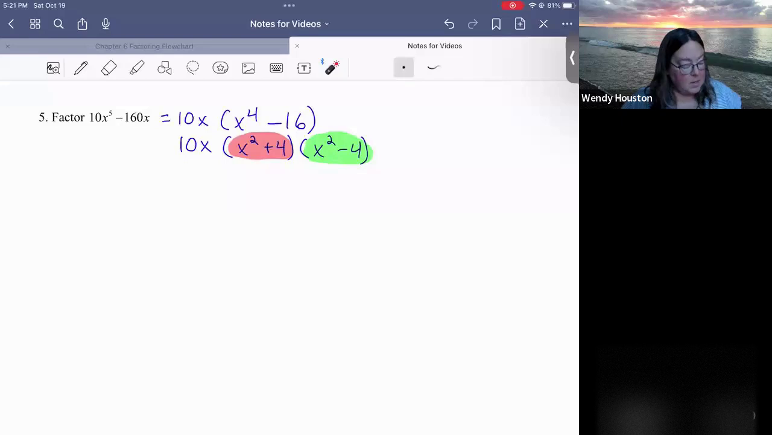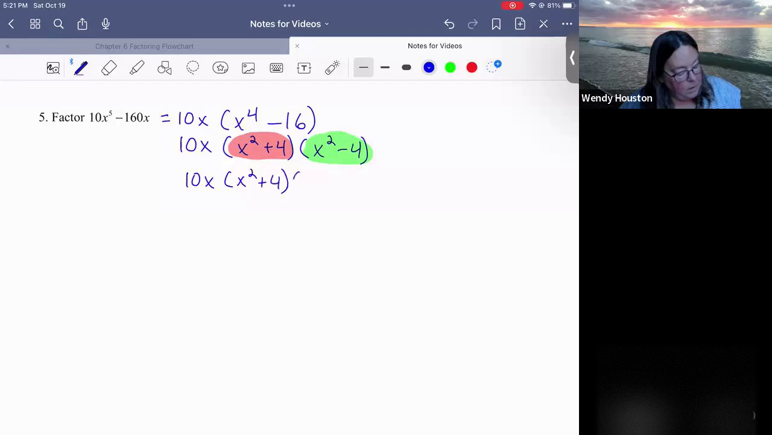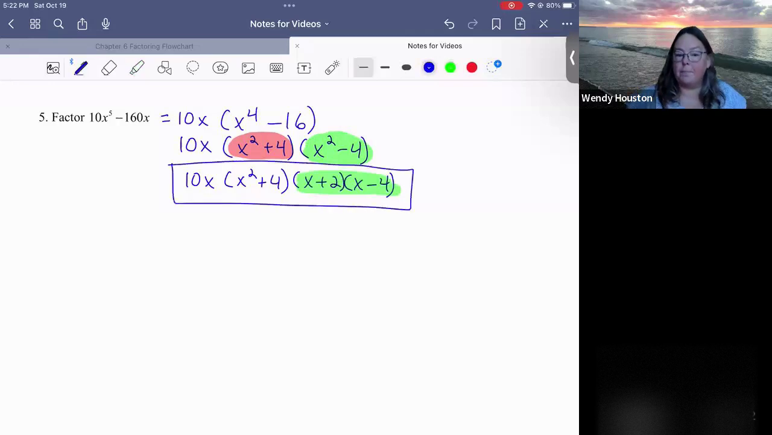As tempting as it is, this is a sum of squares. There's no sum of squares factoring. So we have to hold back, leave that be, but then do the difference of squares on that green piece. And that creates our final fully factored form.